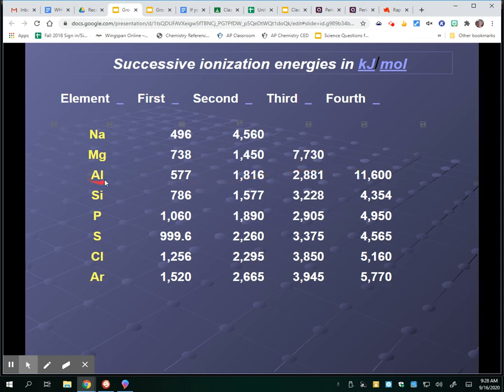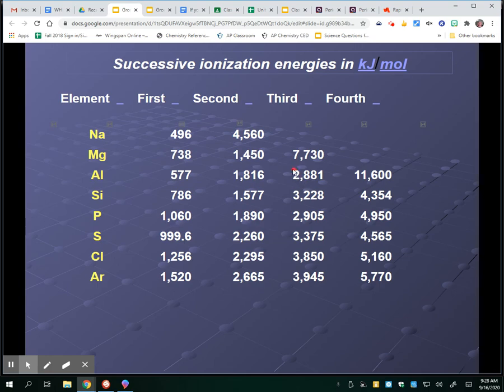Remember, aluminum is in group 13, so it has 3 valence electrons. And so these first, second, and third are all removing valence electrons. This energy right here is when we're trying to remove the fourth electron, which is a core electron. And so if I just saw these numbers and I didn't know what the element was, I could say just by looking at them, ooh, there's a big jump in ionization energy. So that fourth electron must be a core electron, and these must be valence electrons. This is an element from group 13.